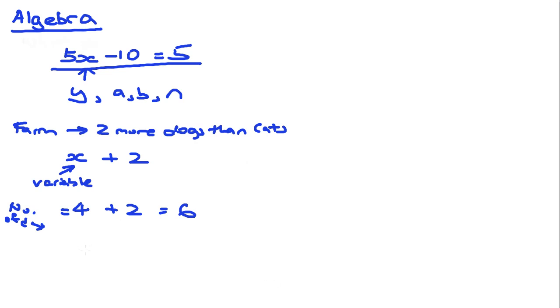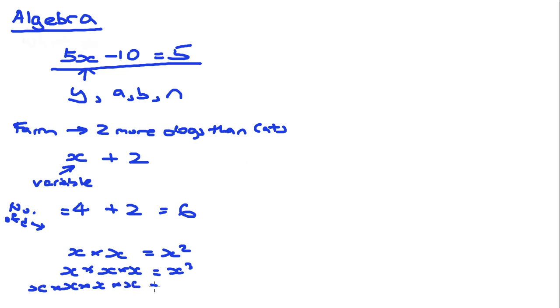We can also express x using index notation. What do we mean by that? If you multiply x twice, we get x squared. If you multiply x 3 times, you get x cubed, and if you multiply it 4 times, you get x to the power of 4. You multiply 5 times, you get x to the power of 5, and so on.